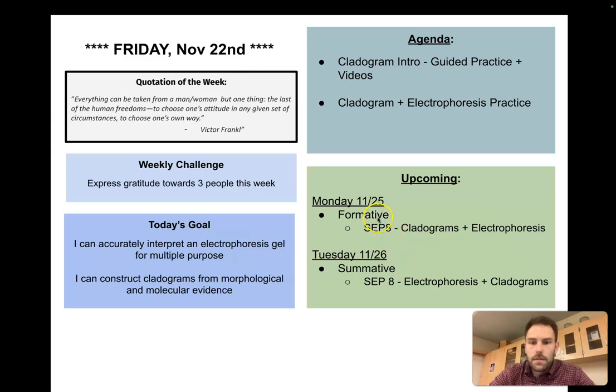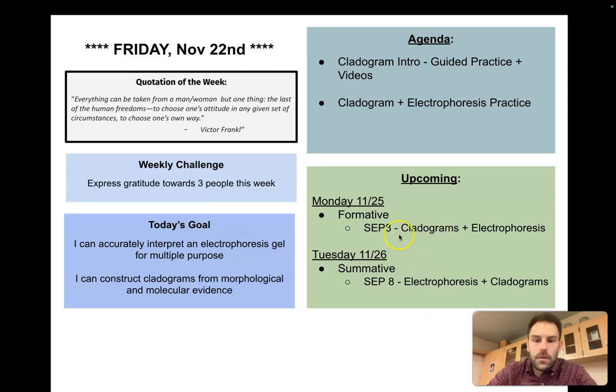A couple things. Formative is going to be on Monday on cladograms and electrophoresis. You'll notice it's just on SCP-8. There was a little bit of a switch there with the team. There was some mislabeling and everything. Nothing's really changed in terms of what we're learning, but it's just going to be SCP-8, which kind of makes sense. We're not really necessarily doing a whole lot of mathematical calculations. Tuesday is going to be our summative. Same exact thing, SCP-8, electrophoresis, and cladograms.